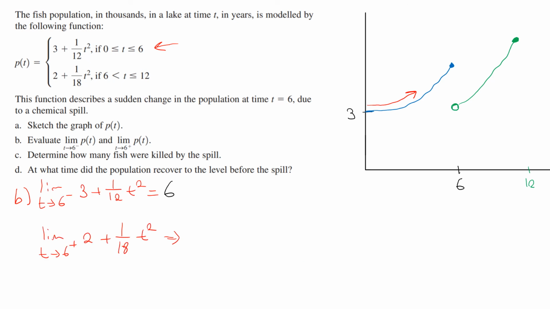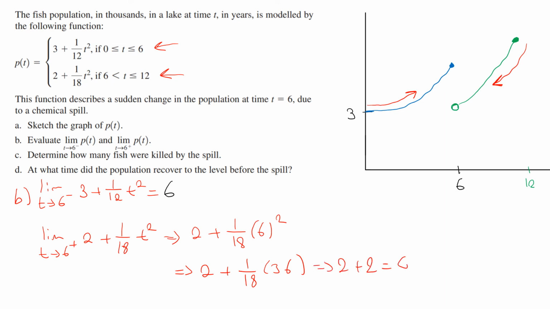For the second one, approaching from the right side, I can say that it's the second function right over here. So I'm using 2 plus 1/18 t squared, plugging positive 6 in for t, you would get 2 plus 1/18 times 6 squared, which would give you 2 plus 1/18 times 36. 36 divided by 18 would give you 2, so 2 plus 2 would give you 4.